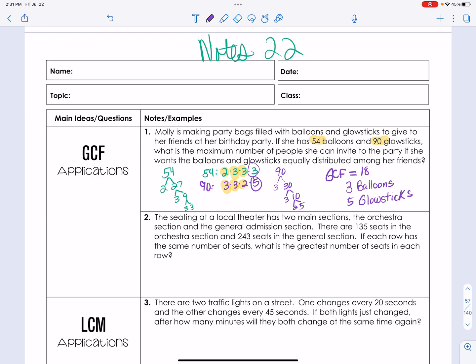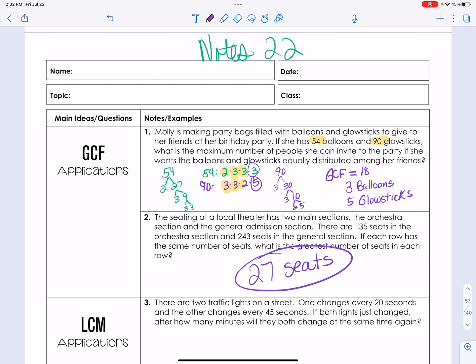Okay. All right, so read question number 2 and see what you get. Pause the video, try to do it, and I will get you the answer. Okay, I'm just going to give you the answer. This is one of those where I will work it if you need me to, but the answer is 27 seats. If you get this wrong, it's not a big deal. Just text me and say, I need notes page 22, question 2. I didn't see how you got that answer.